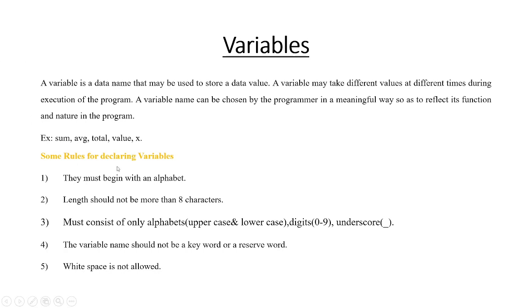The rules for declaring a variable are that it must begin with an alphabet, and the length should not be more than 8 characters. Of course, we can use uppercase and lowercase letters, numbers and underscore, but not keywords or reserved words, and not even white space is allowed when naming a variable. For example, here we have used different variables: sum, avg, total, value, x. These variables can hold only a single value, and that value can be changed during the execution of a program.